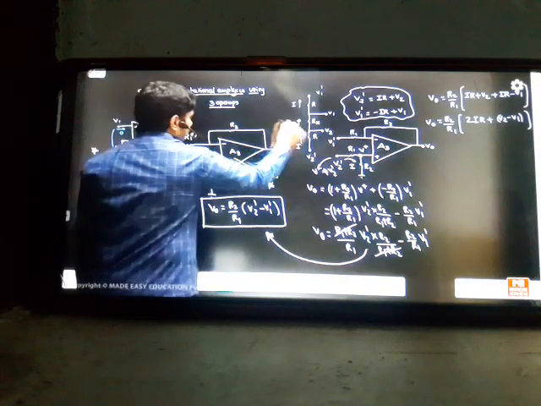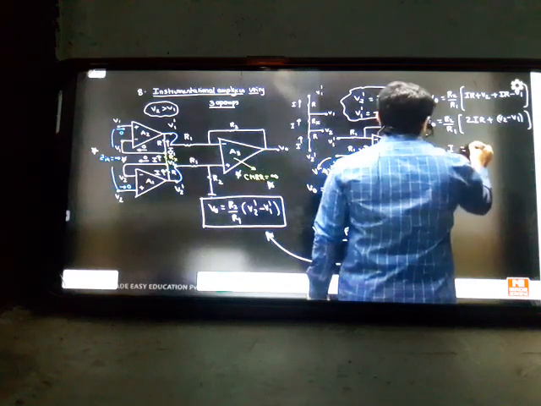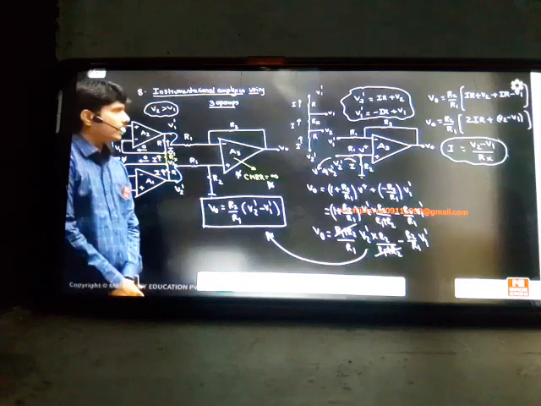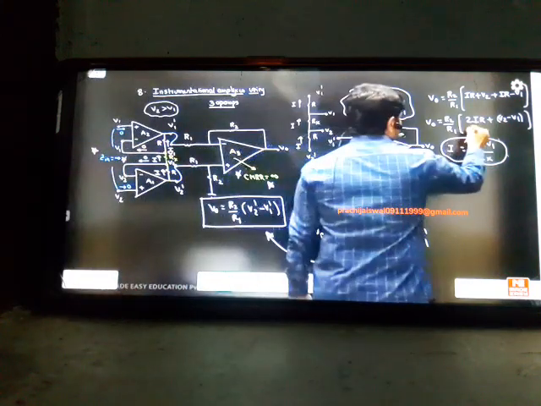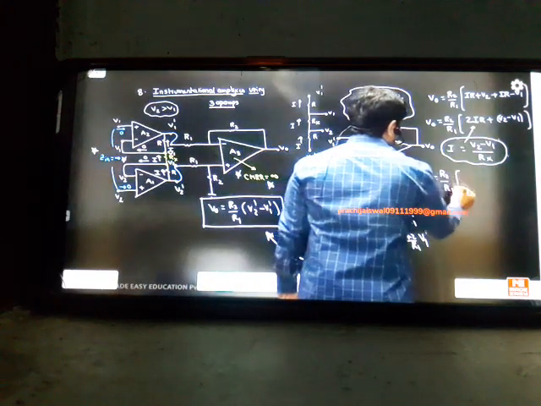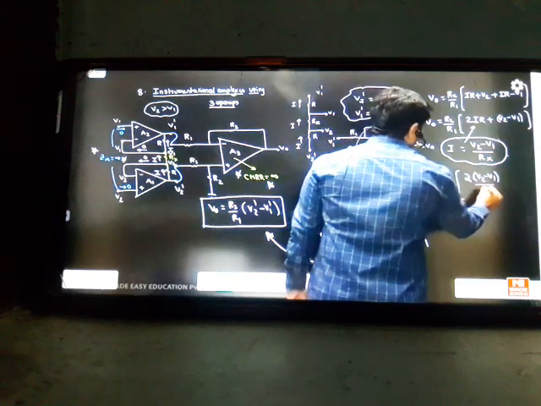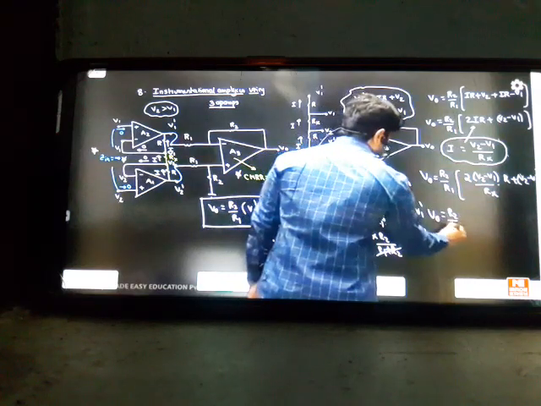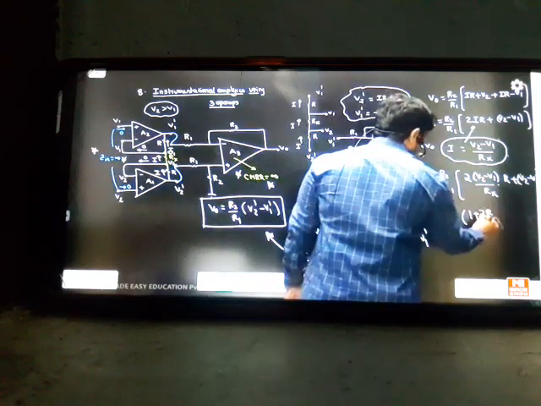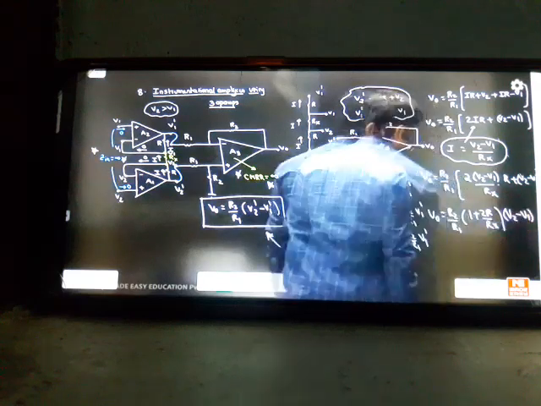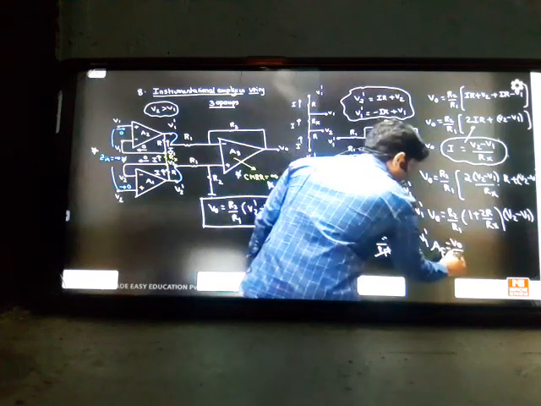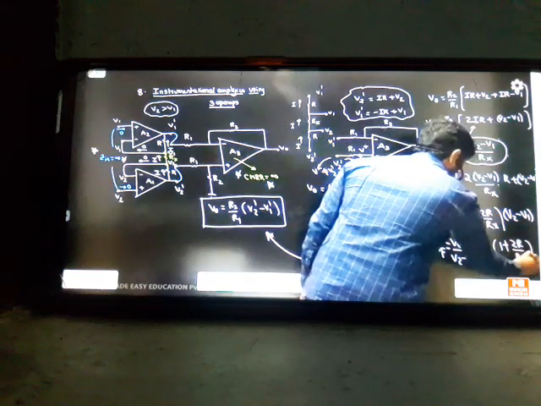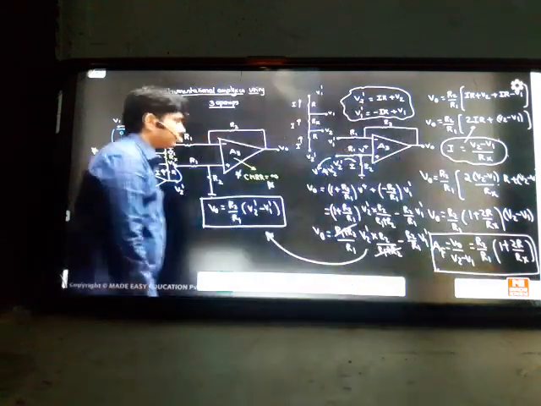So what is I here? According to the board, I can be represented simply as V2 minus V1 divided by Rx. So we can substitute this answer in this formula. The output can be written as R2 by R1 into 2 times V2 minus V1 divided by Rx into R, plus V2 minus V1. So you can see the formula: your output is R2 by R1 into 1 plus 2R by Rx into V2 minus V1. So the gain AF is V0 by V2 minus V1, which is R2 by R1 into 1 plus 2R by Rx. Finally I got the closed loop gain. This is called closed loop gain.